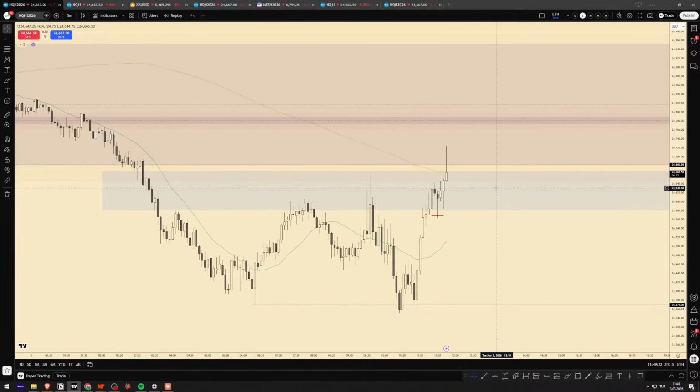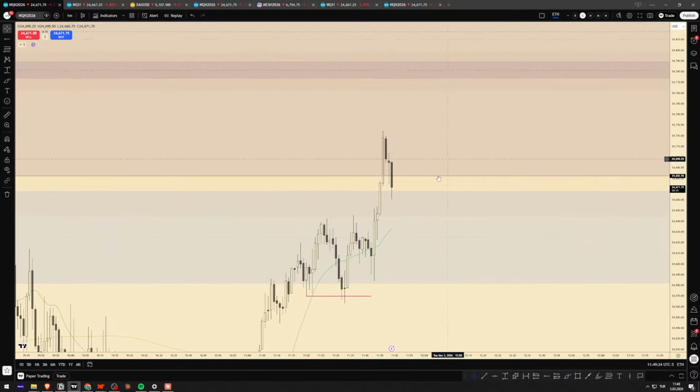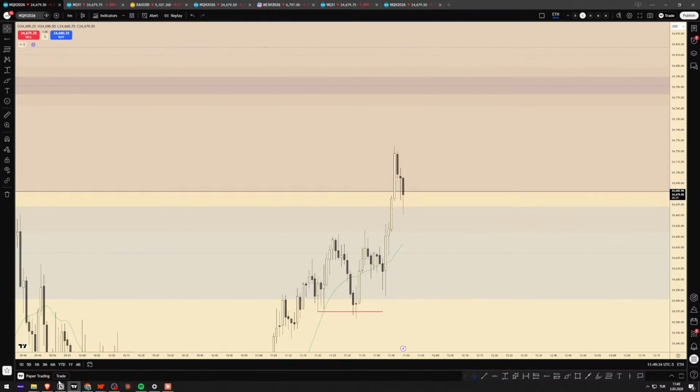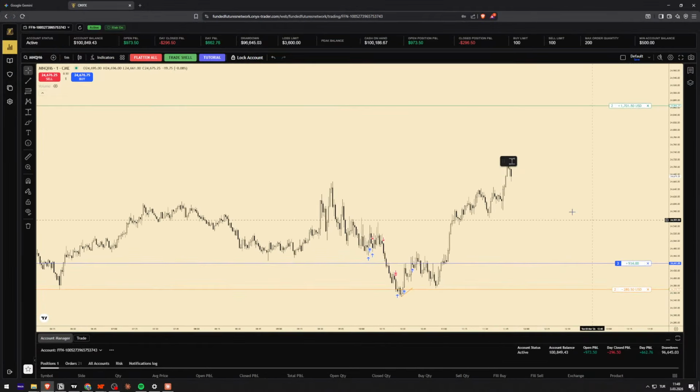But let's see an experiment. This was the target, original target. I can still take a partial right at this level. Price isn't still on my target. Didn't come back lower too much.